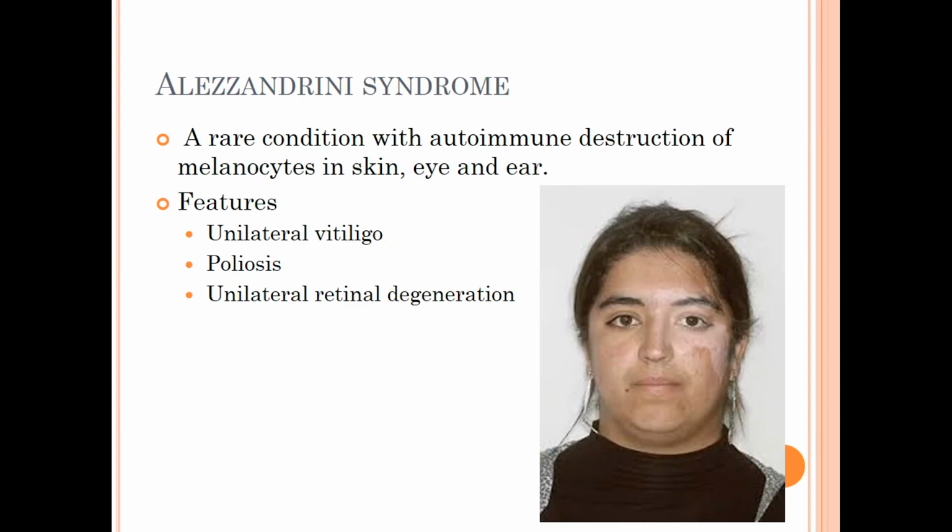Alezzandrini syndrome is also another rare disorder associated with vitiligo due to autoimmune destruction in genetically predisposed patients, presenting classically with unilateral vitiligo, poliosis and unilateral retinal degeneration. But unlike Vogt-Koyanagi-Harada syndrome, the involvement of the 8th cranial nerve and other neurological manifestations are not seen.